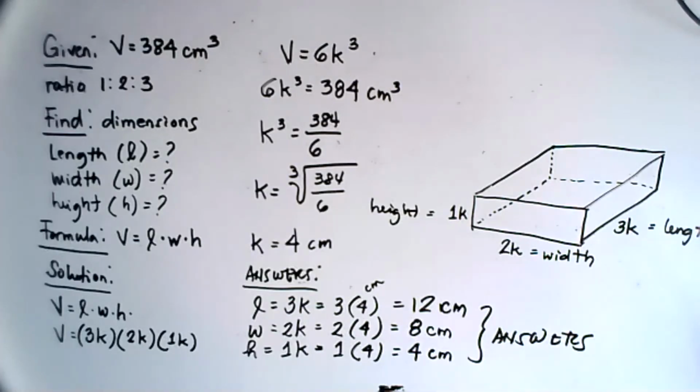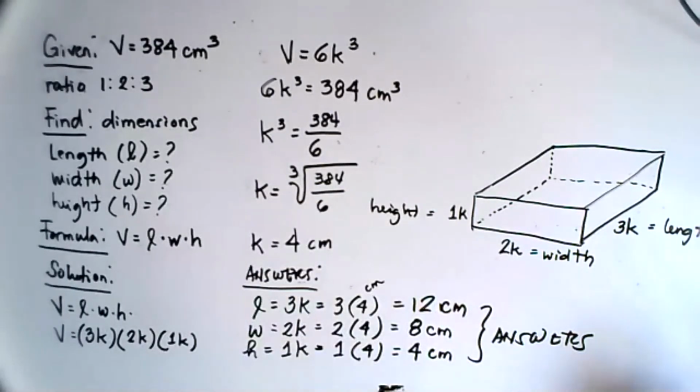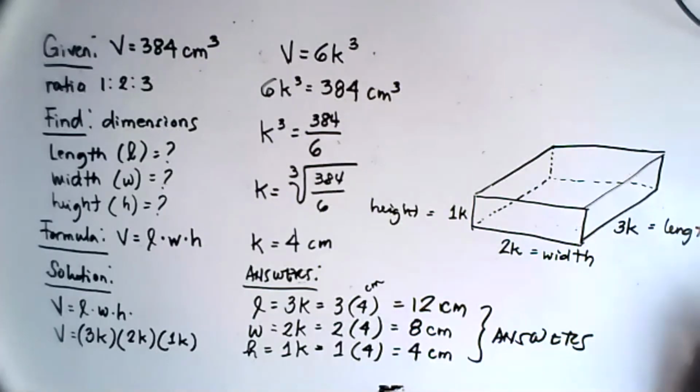Ma'am, may tanong po ulit ako. Dun po sa individual answers ng length, width, tsaka height, kaya po ba nawala yung cube kasi magkakahiwalay na po sila? Kinubrute na natin. Kaya centimeter na lang yung natira. Yung cubic centimeter naging centimeter na lang kasi nag-cube root tayo.